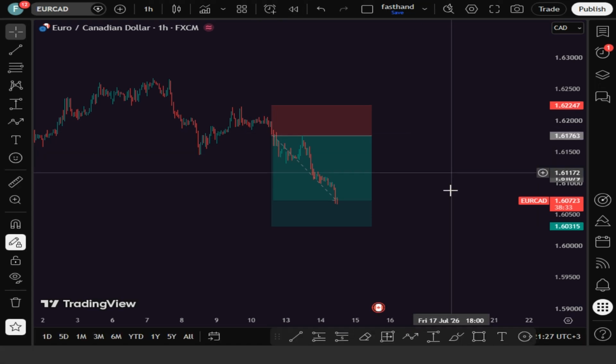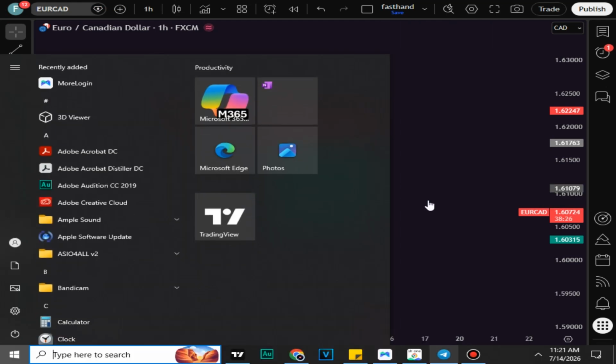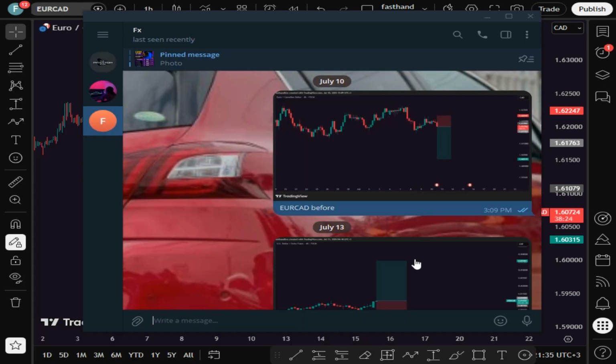I want us to talk about this amazing trade that is currently floating 1,000 points. Okay, so basically this is it. This is a euro card right here taken on July 10th.